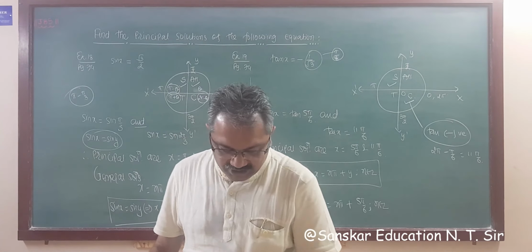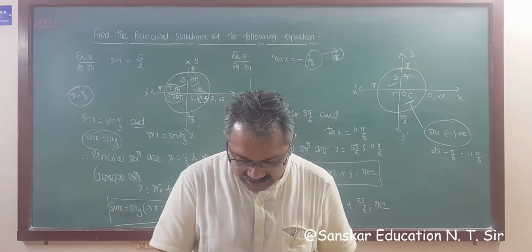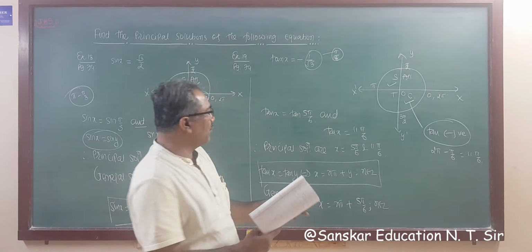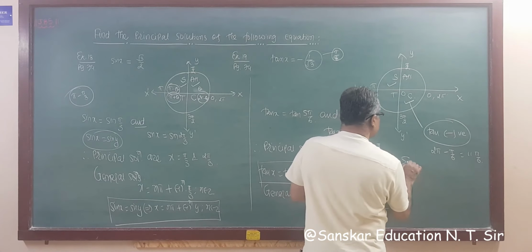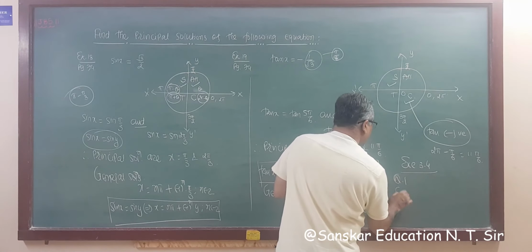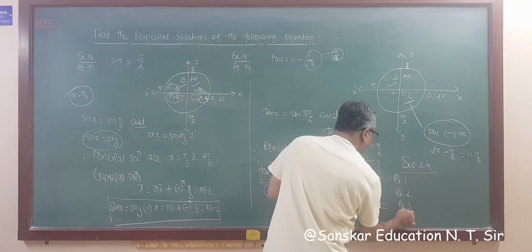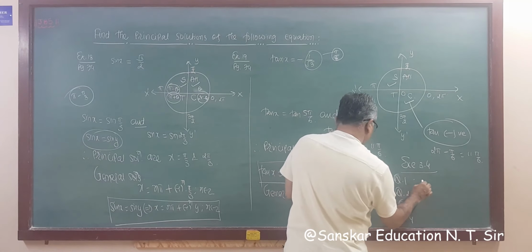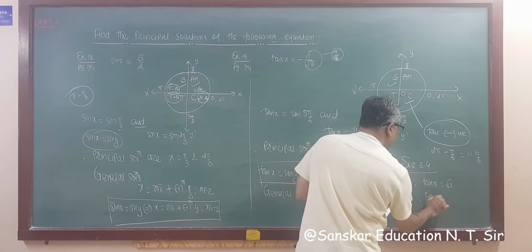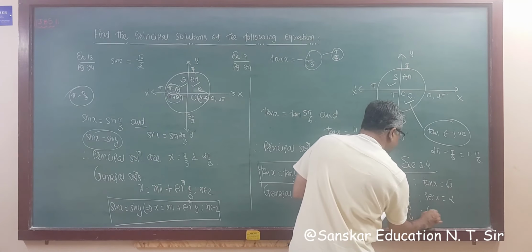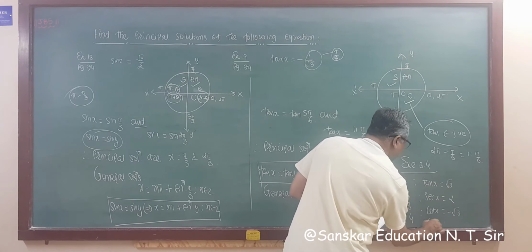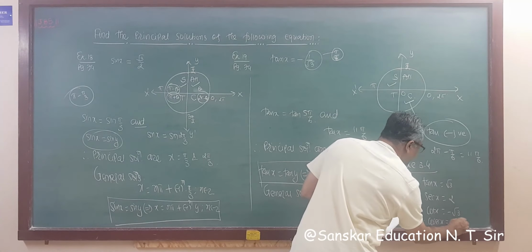The exercise questions are on the general solution, that is question number 1, 2, 3 and 4. So you have to do exercise 3.4, in that question number 1, question number 2, question number 3 and question number 4, right? So first is tan x is equal to root 3, second sec x is equal to 2, third cot x is equal to minus root 3, and fourth cosec x is equal to minus 2, right?